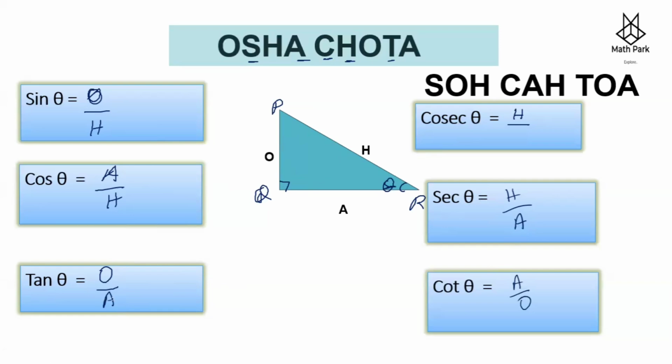So remember this mnemonic Osha Chota. S stands for sine, which is opposite upon hypotenuse. Cos is adjacent upon hypotenuse and tan is opposite upon adjacent. And cosec is the reciprocal of sine, which is hypotenuse upon opposite. Sec is hypotenuse upon adjacent, the reciprocal of cos theta. And cot theta is the reciprocal of tan theta, which is adjacent upon opposite. So using this, now we will be solving the questions.